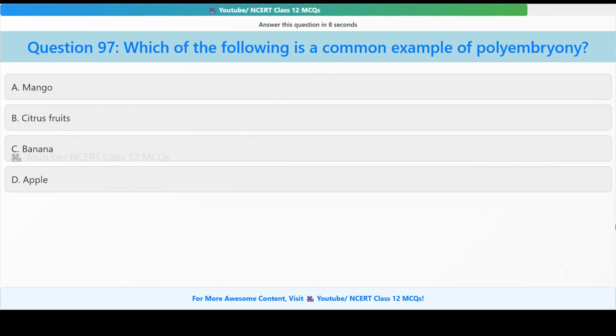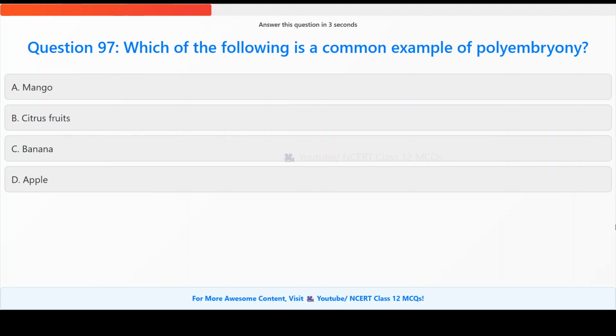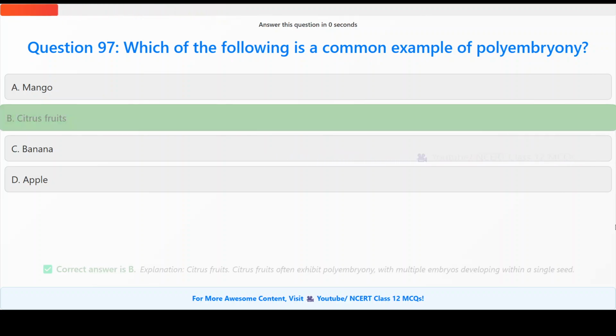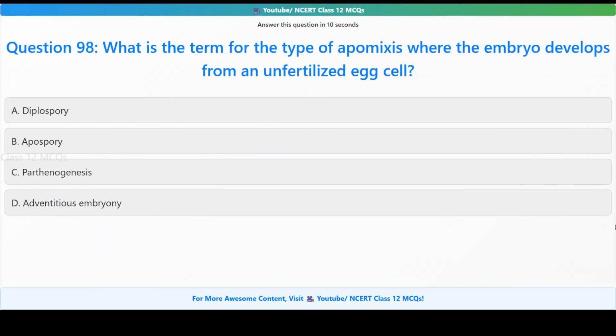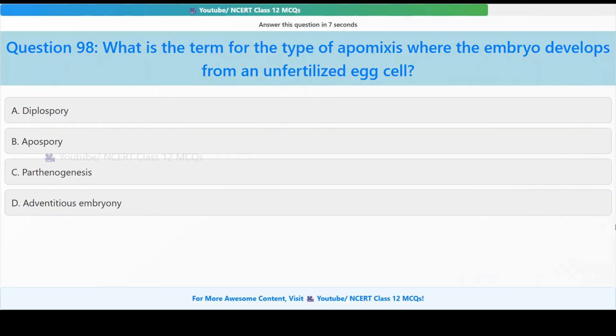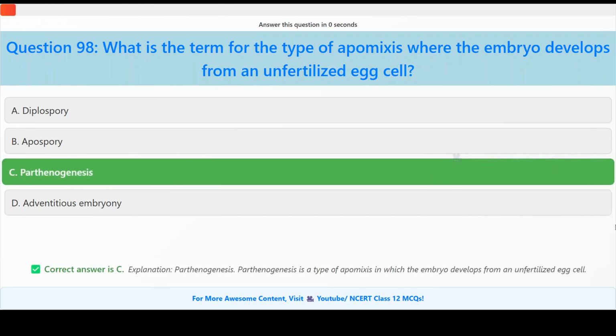Question 97. Which of the following is a common example of polyembryony? Citrus fruits. Citrus fruits often exhibit polyembryony, with multiple embryos developing within a single seed. Question 98. What is the term for the type of apomixis where the embryo develops from an unfertilized egg cell? Parthenogenesis. Parthenogenesis is a type of apomixis in which the embryo develops from an unfertilized egg cell.